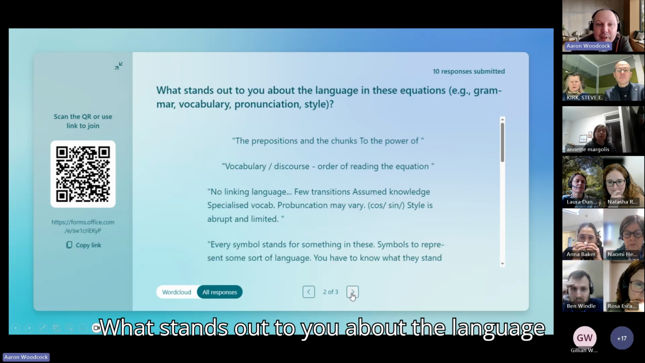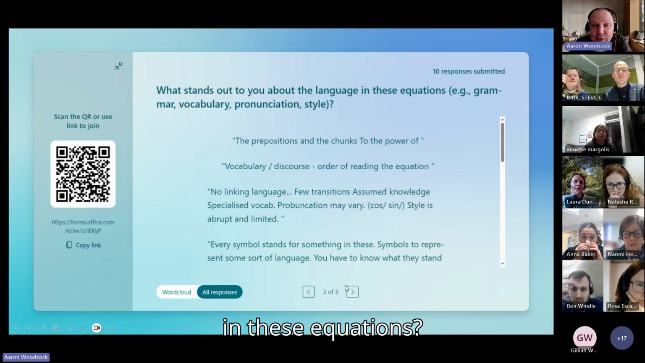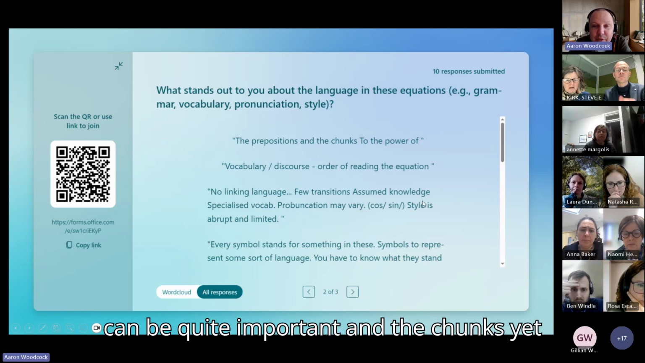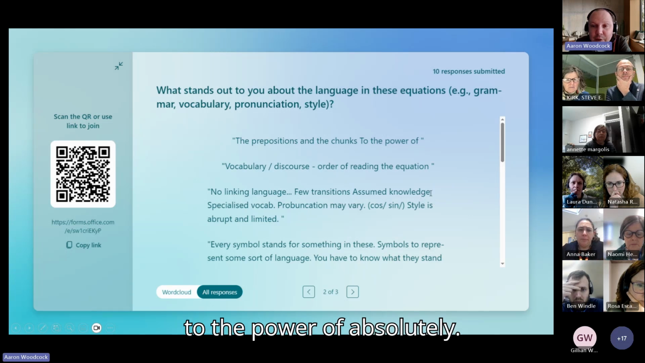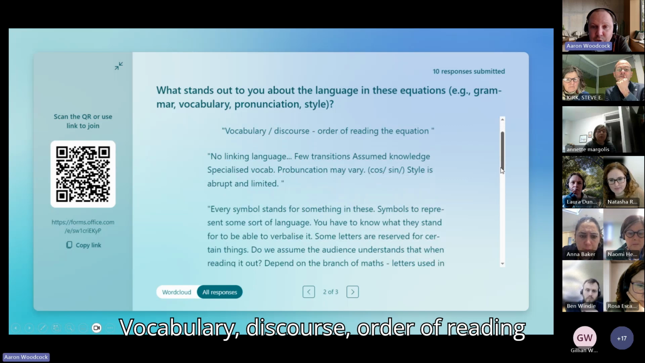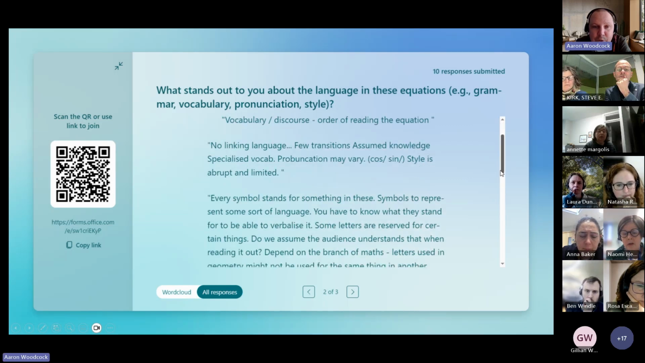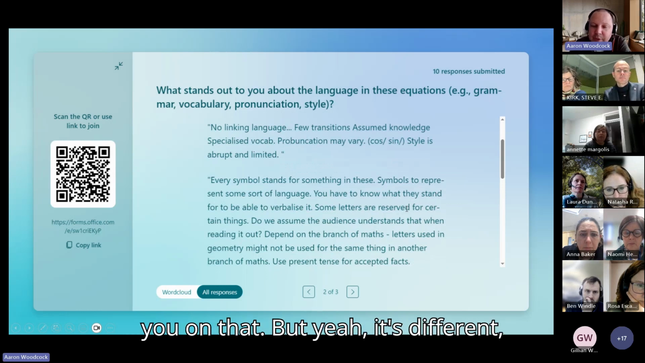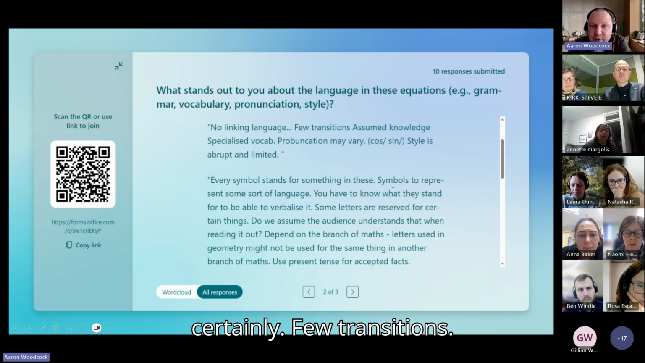What stands out to you about the language in these equations? The prepositions, yeah, they can be quite important. And the chunks, yeah, to the power of, absolutely. Vocabulary, discourse, order of reading the equation, yeah. No linking language. I would challenge you on that, but yeah, it's different, certainly. Few transitions.